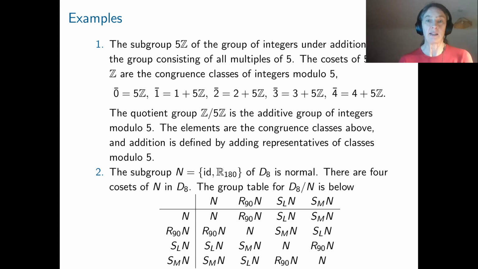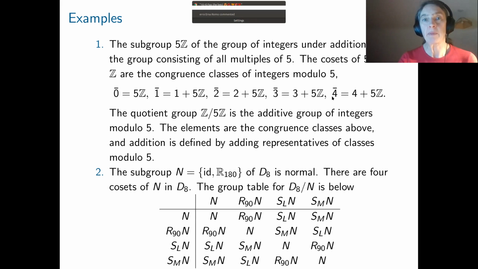So if you want to add the element 2 bar and the element 4 bar here, what you would do would be take a representative of the element 2 bar, like 2, take a representative of the element 4 bar, like 4, add those in Z, get 6, take the congruence class to which 6 belongs, which is the one represented by 1, which we're calling 1 bar. So that's what you get if you do 2 plus 4, but you can take any representative of 2 bar and any representative of 4 bar and do the same thing, although the most obvious ones to take are 2 and 4, you don't have to.